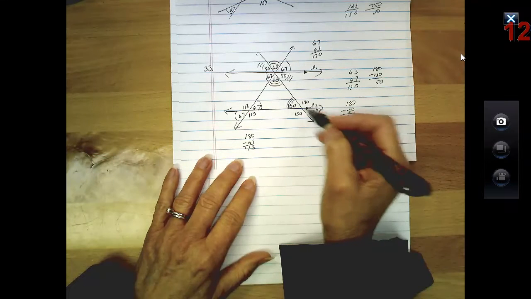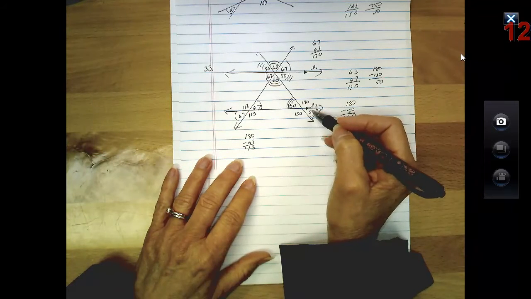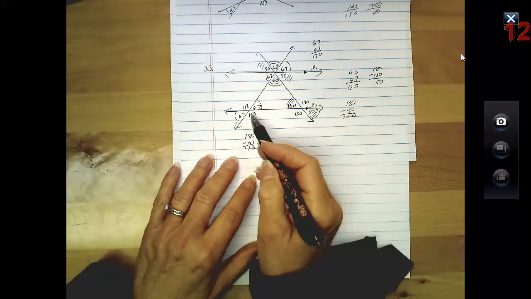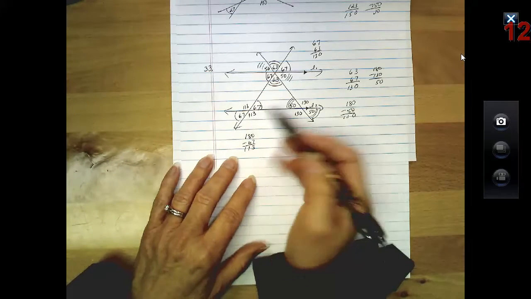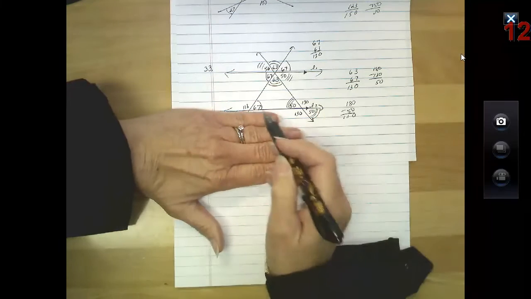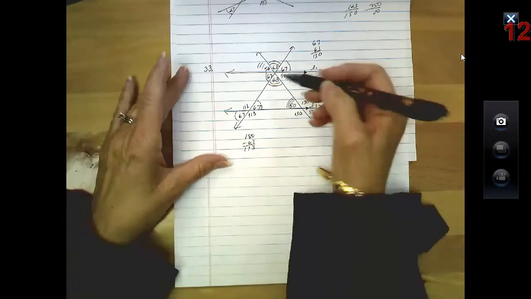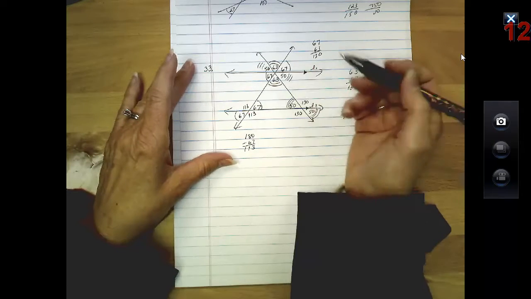These are vertical, and so they're equal. That's a straight line, so 50 from 180 is 130. And then over here, same thing. These are vertical. There's your straight line, so 67 from 180 is 113. Then over here, these are vertical, okay?